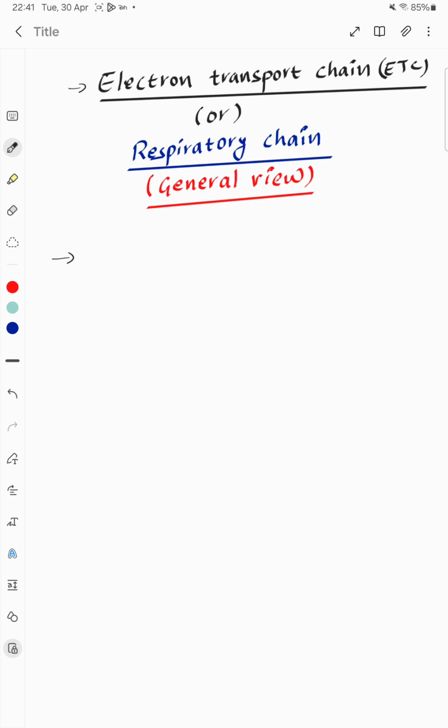This is a general view, and in the next video I'll explain the electron transport chain concept alone, elaborately, and you'll also be given notes in the description below of the second video, on the electron transport chain.